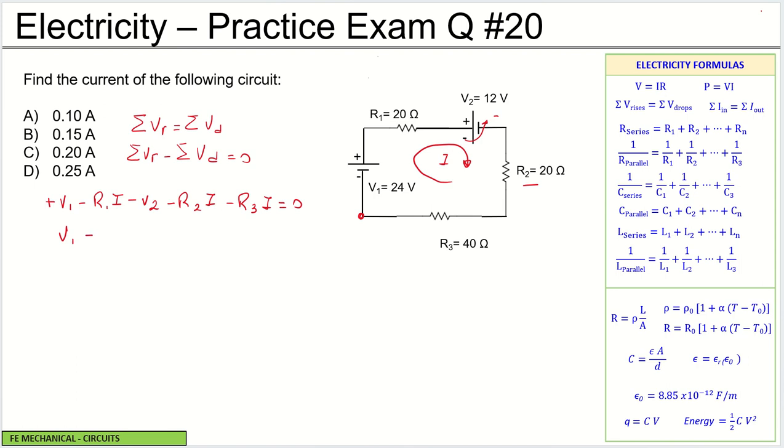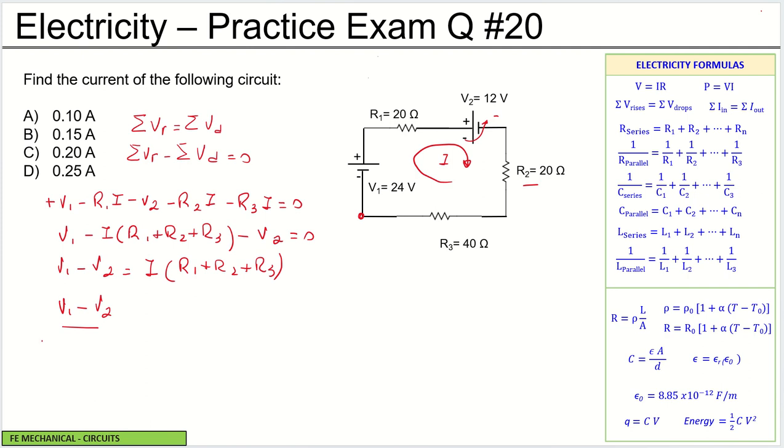V1 minus I times R1 plus R2 plus R3, minus V2 equals 0. Another arrangement: V1 minus V2 equals I times R1 plus R2 plus R3. And the next rearrangement is V1 minus V2 divided by R1 plus R2 plus R3 equals I.